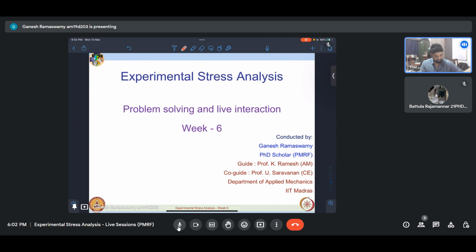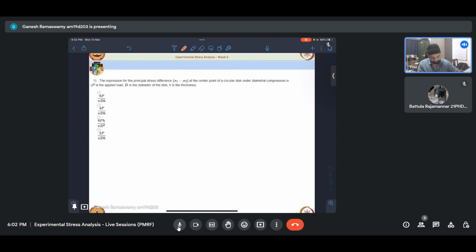Okay, so I take it that there are no questions. So let us look at the first question. The expression for the principal stress difference sigma 1 minus sigma 2 at the center point of a circular disk under diametral compression is which of the following, given that P is the applied load, D is the diameter of the disk, and H is the thickness.